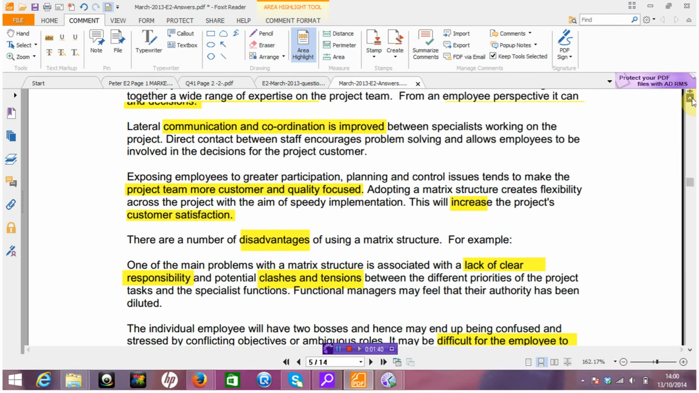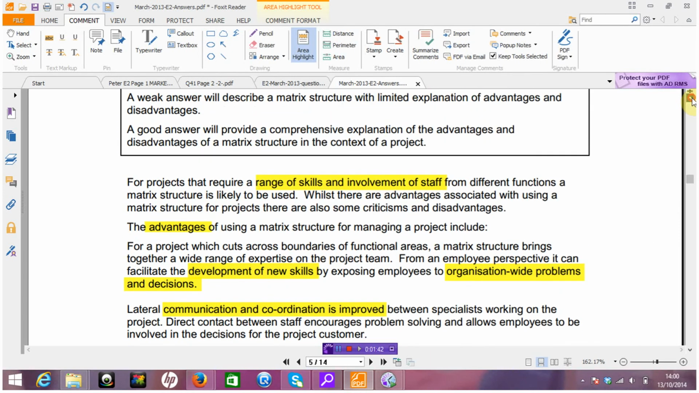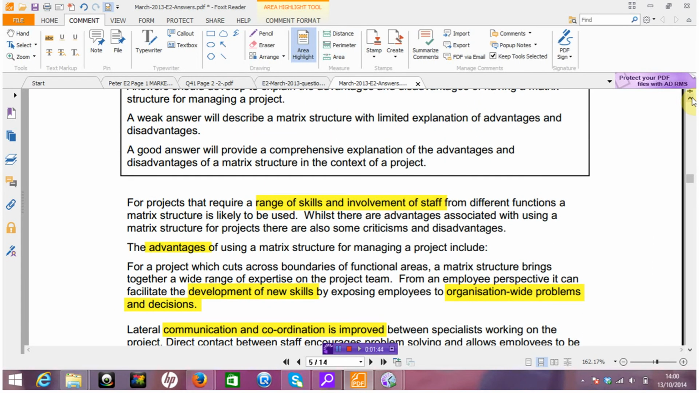Okay, quick look at the answer here for us. Now, again, as I've said before in some of these other screencasts, the structure of their answer is slightly different from the BPP. As I said, I think BPP is a little bit better, more list type. But in terms of how they start here, here's their first paragraph, and they're really just suggesting that, where a range of skills are required, then certainly a matrix structure is going to be appropriate.